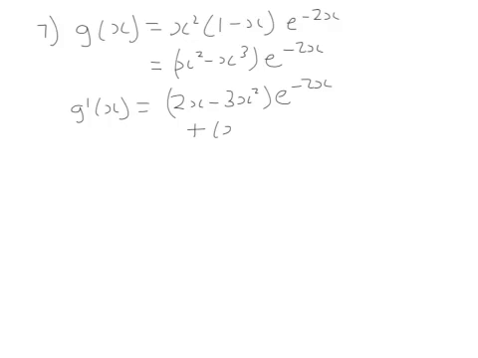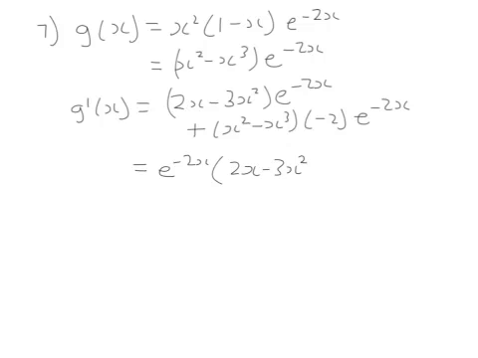And then let's leave x squared minus x cubed alone and differentiate e to the minus 2x, so we get this. Now they want this written as e to the minus 2x multiplied by a particular function, so let's take out e to the minus 2x. That's right, so we've got 2x minus 3x squared, then we've got minus 2 times x squared, and minus 2 times minus x cubed, so that's plus 2x cubed.